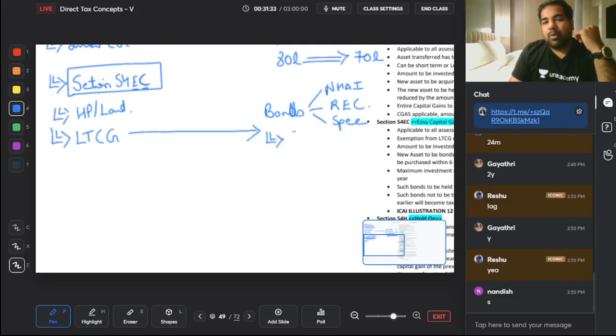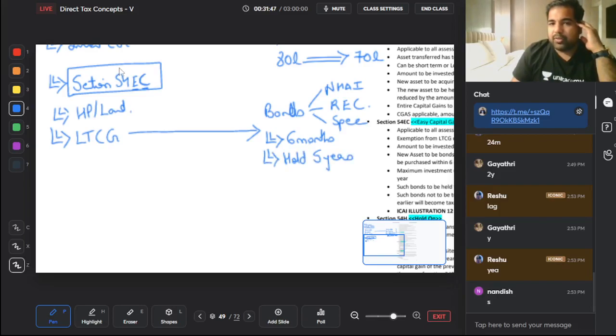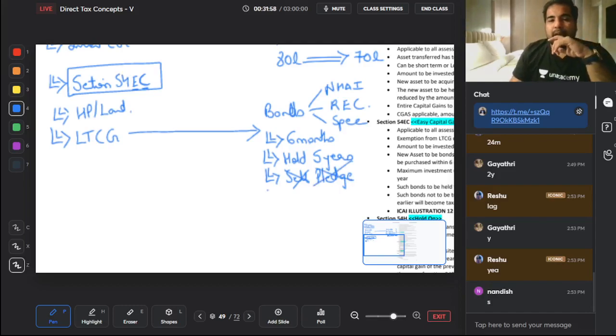You need to buy the bonds within 6 months, not 2 years, not 3 years, just within 6 months, because just like buying demat shares, it's very easy. You need to hold it for 5 years. Yes guys, not 3 years but 5 years, and you can't sell it, neither can you mortgage it, you can't even pledge it, you can't give it and take money against it. No, you can't do any of this, and if you do, you will be taxed on whatever gain was exempted earlier.